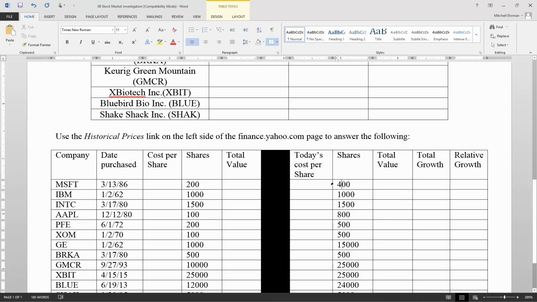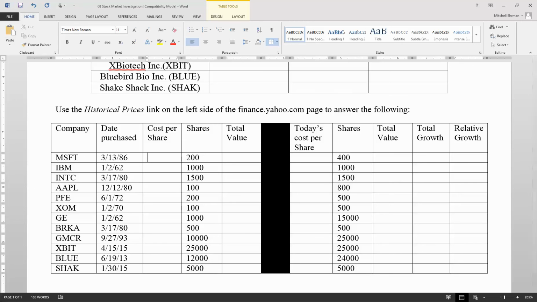Instead of having just 200 shares, you now have 400, and at the new cost per share, you have a new total value. And when comparing the total value today to what your total value was when the stock was purchased, you can find the total growth, or the dollar amount growth. And we can compare that to our initial investment and see how much our investment has grown in terms of a percentage.